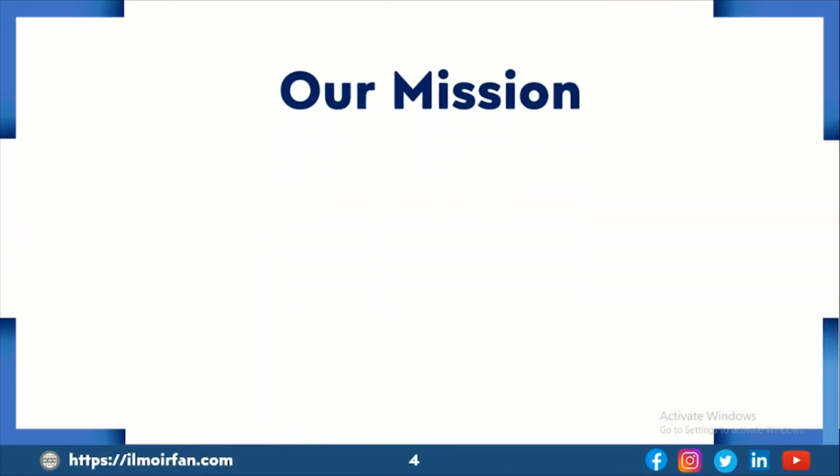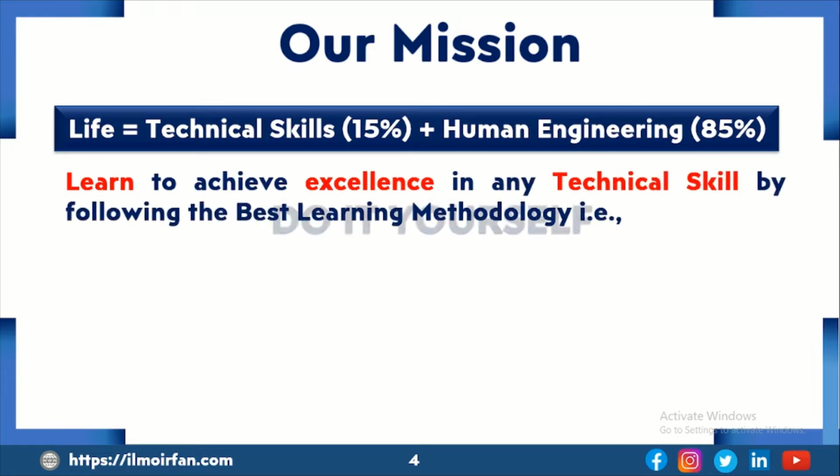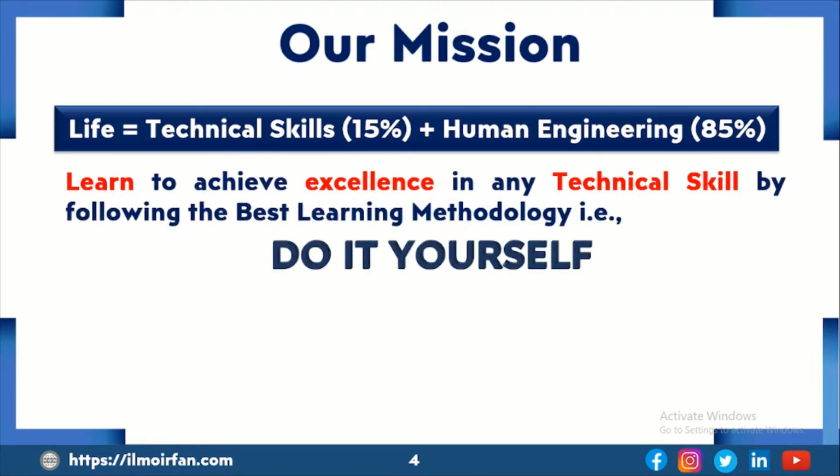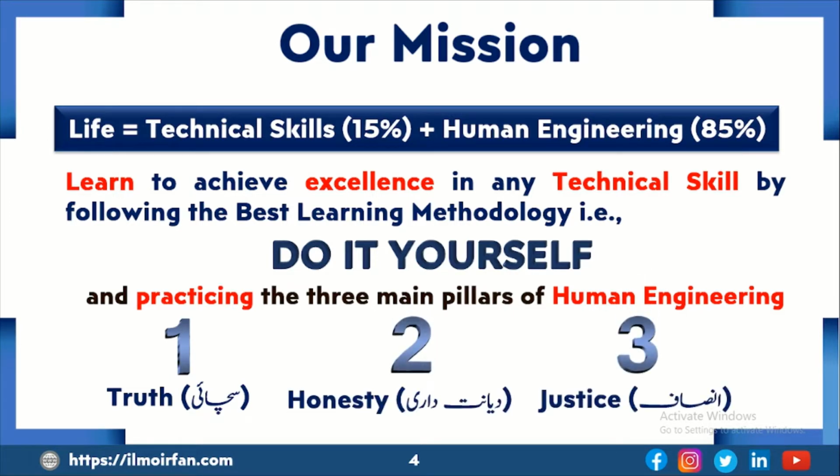The mission of our institute is as follows. According to a research, life is equal to 15% technical skill plus 85% human engineering. Therefore, at Irfan Institute, our aim is to learn to achieve excellence in any technical skill by following the best learning methodology, that is, do it yourself, and practicing the three main pillars of human engineering, that are truth, honesty, and justice. To achieve excellence in both the technical skills and human engineering, Irfan Institute offers a course.